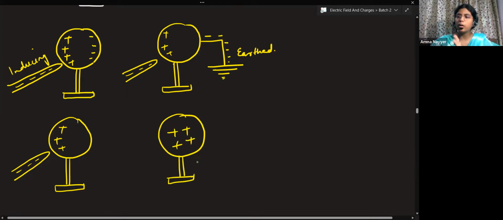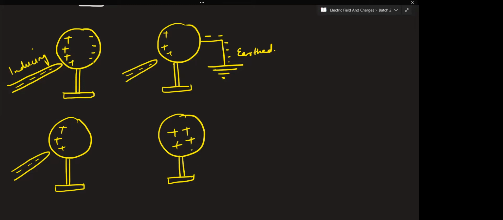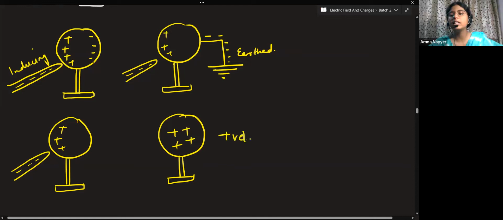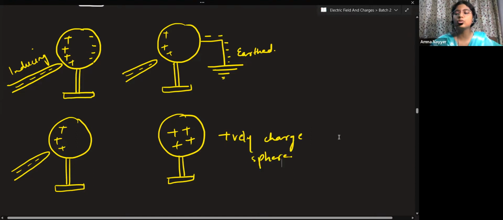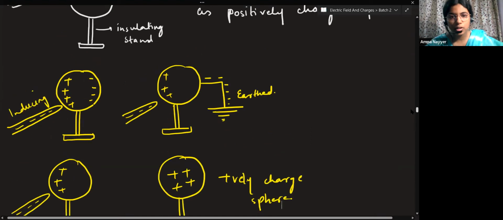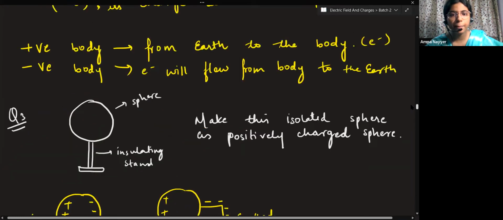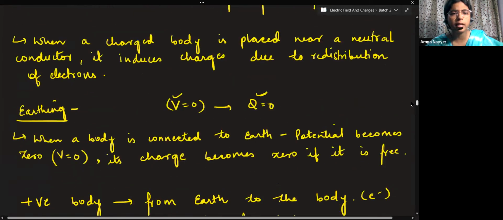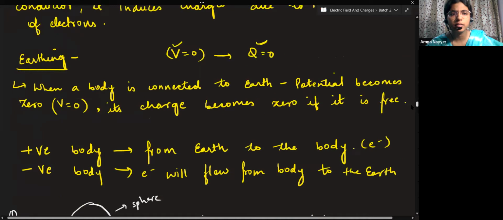So did we want this to happen? We required this only, positively charged, right? So now the sphere is a positively charged sphere. So this is how the induction method is used for charging. So just note it down. From earthing, I think you have written it till induction. Yeah.